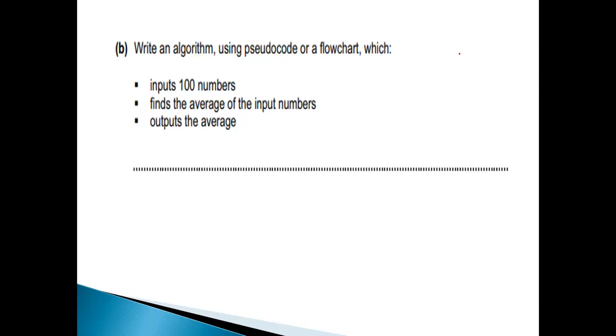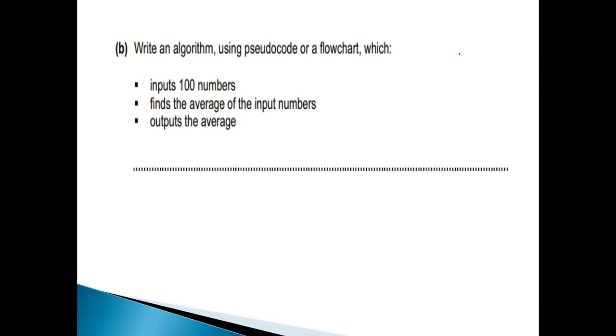So I have total equals zero. Okay. For counter equals 1 to 100. Okay, good. Read number, total equals total plus number. Good, very good. Next counter. Then I'm asking if you have to end for loop. Yes, you have to write end for.